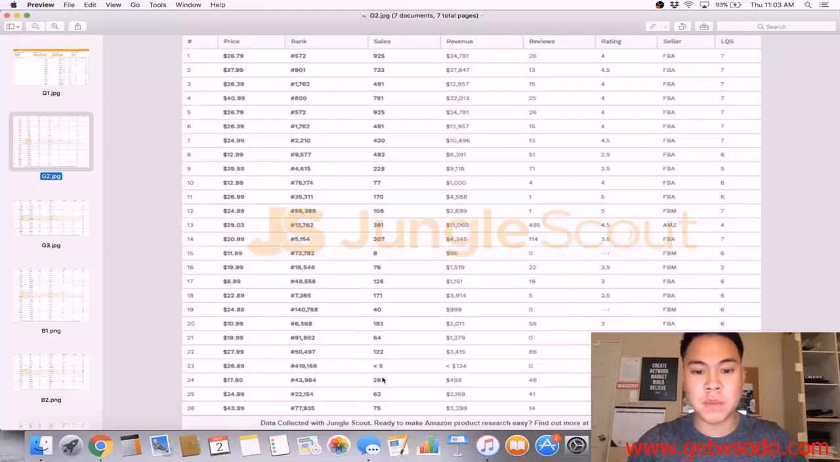The sales are really stable. It stays stable right here to the 14th. It's still pretty stable right here as well. But this is a really good product that you want to look into as well. So this is a good, viable product. Let's go look at the third one now.